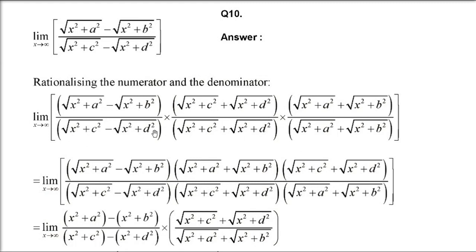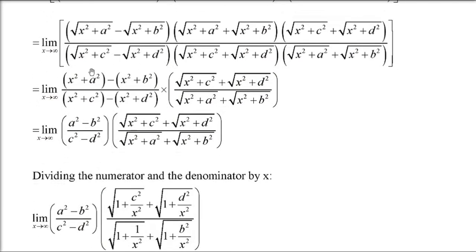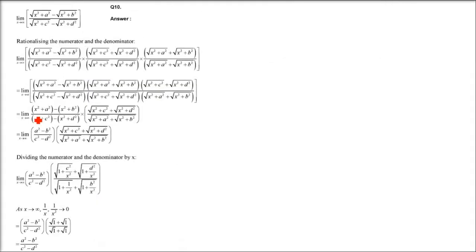The square roots we can avoid now, or remove it. So what will be remaining? The plus sign will remain. Here you see x square plus a square minus x square minus b square. So let me just show you here, x square plus a square minus x square minus b square and divided by you have x square plus c square minus x square minus d square.